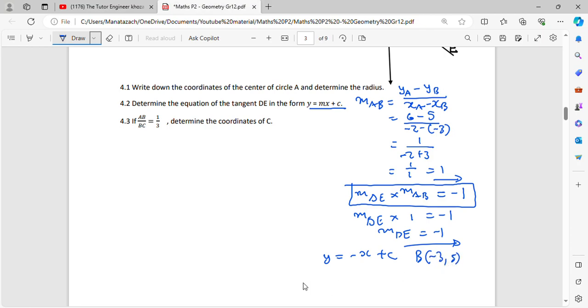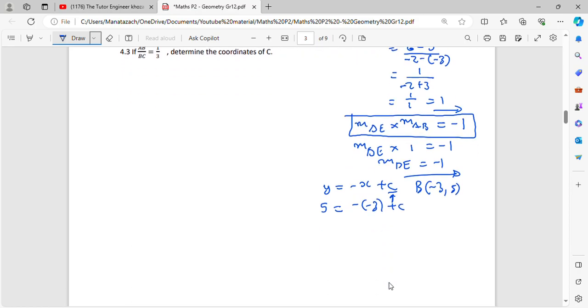So let's work out the value of c. Here we'll replace by point B coordinates: y is 5, then x will be -3, plus c. Then here you will have 5 is equal to 3 plus c, then 3 will come this side, therefore c is equal to 2.